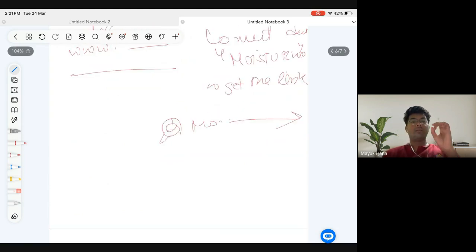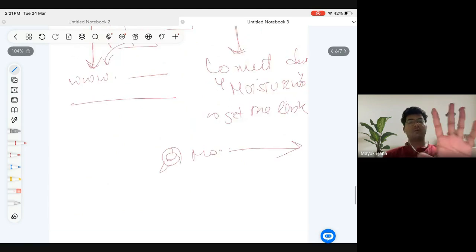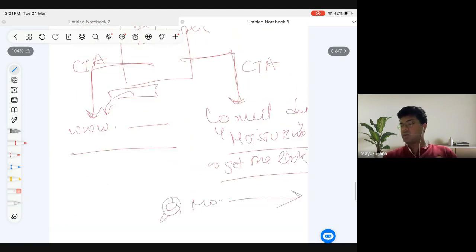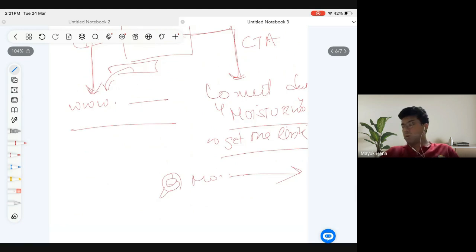Now tell me something: you have promised the user that if they comment "moisturizer", you will give them the moisturizing link, the link of the website, right? Because that is your CTA. Your CTA is "comment moisturizer to get the link", right? Now you commented "moisturizer".